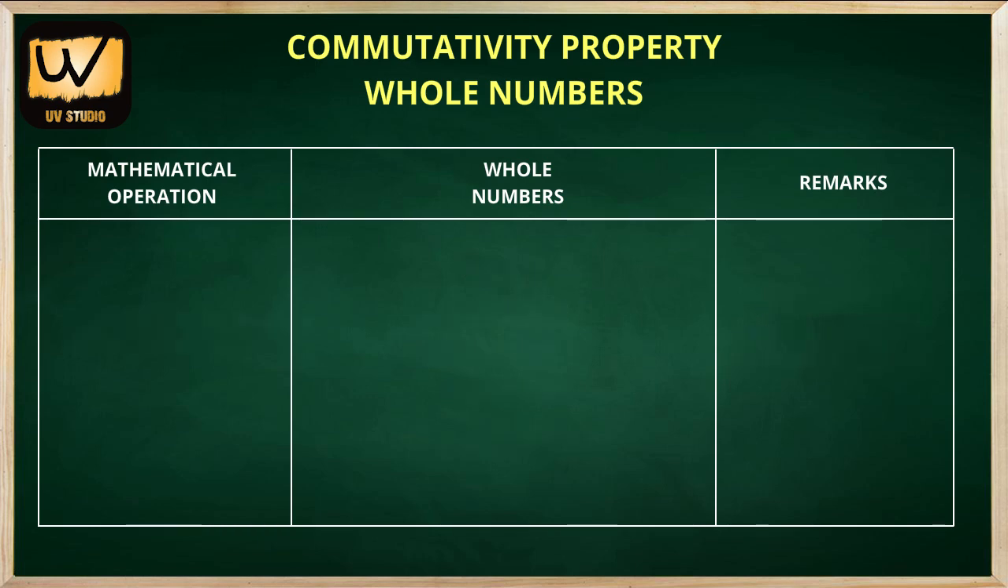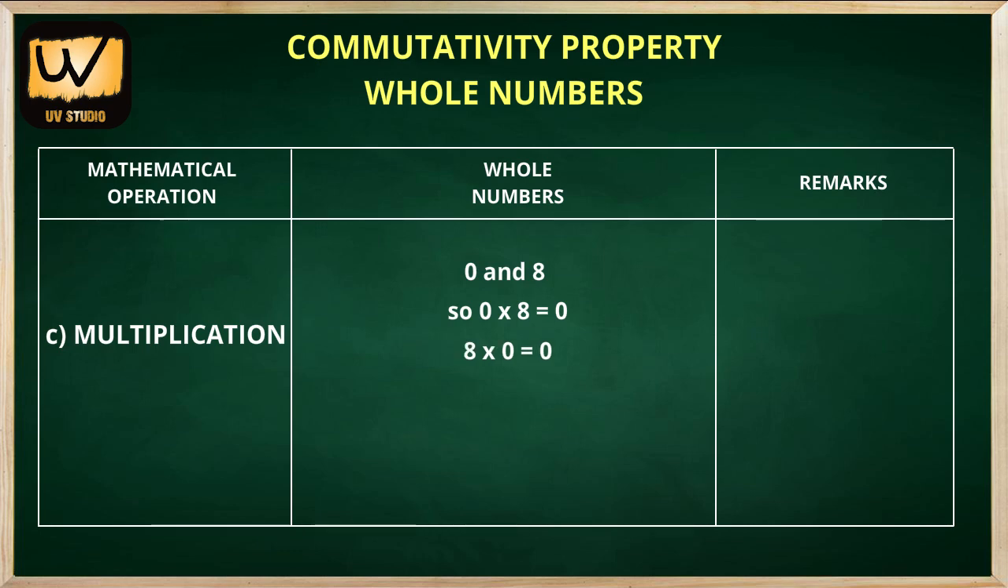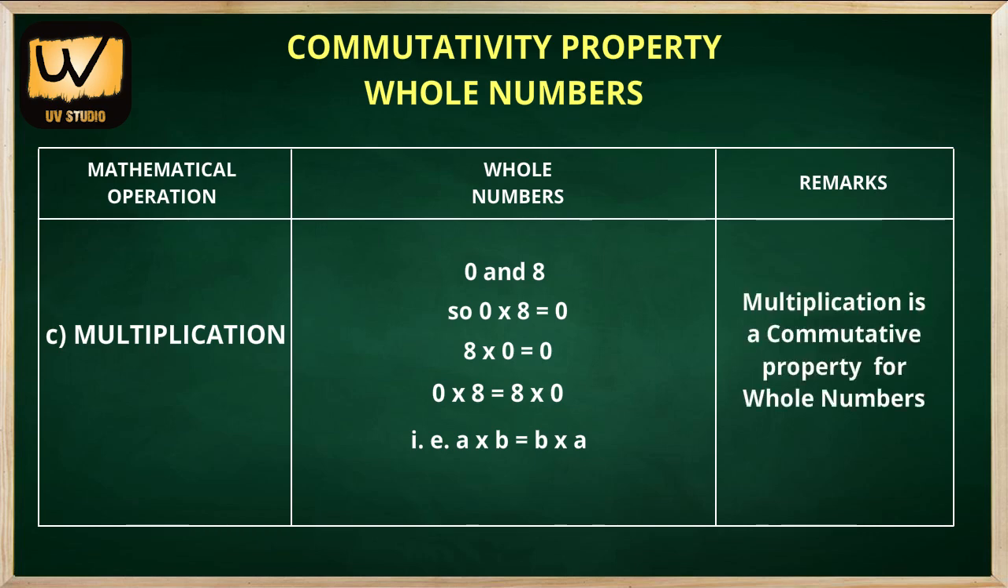We go to the third mathematical operation, that is multiplication. Let the whole numbers now be again 0 and 8. So multiplication, 0 into 8 is equal to 0 and 8 into 0 is also equal to 0. So 0 into 8 is equal to 8 into 0, as 0 is equal to 0. That is A into B is equal to B into A, that is satisfied. So multiplication is a commutative property for whole numbers.